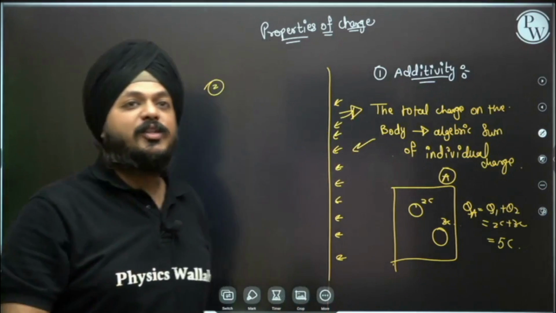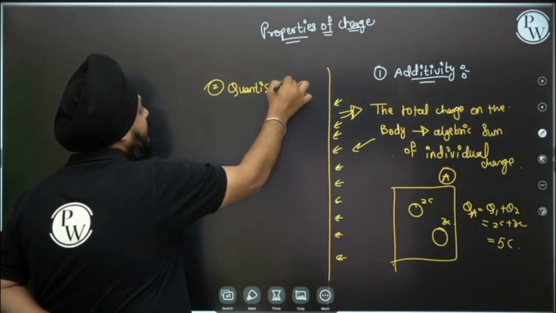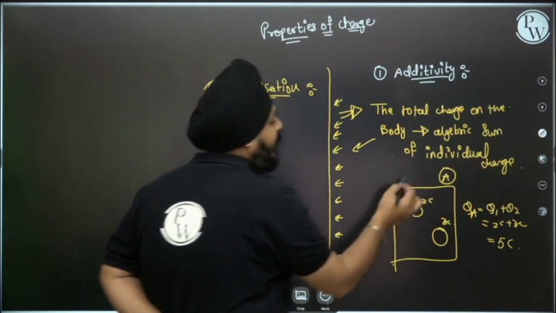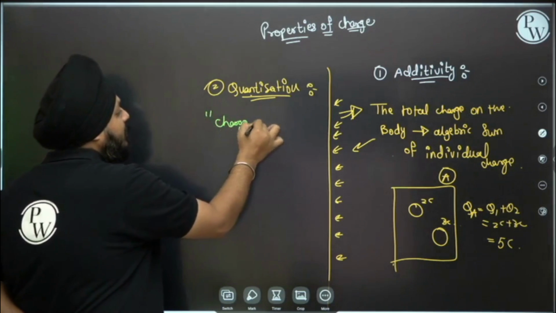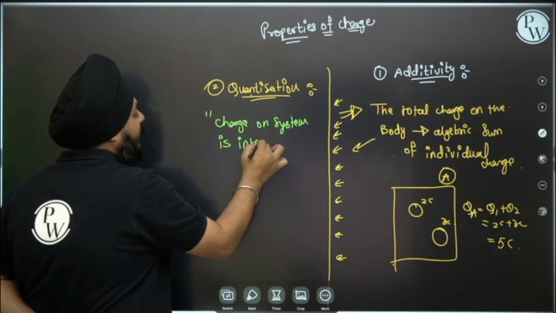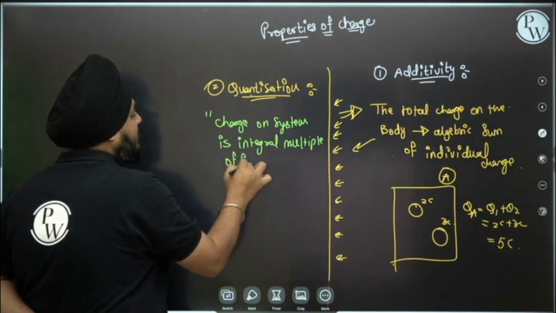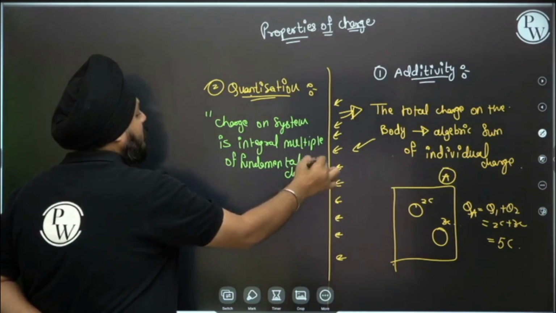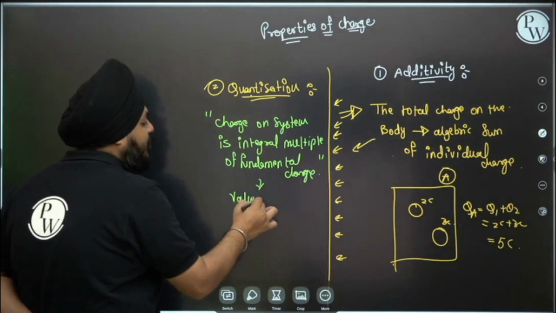Second, that is quantization of charge. What does this quantization state? The charge on a system is an integral multiple of the fundamental charge. It means that they are saying the value of charge can't be fractional.